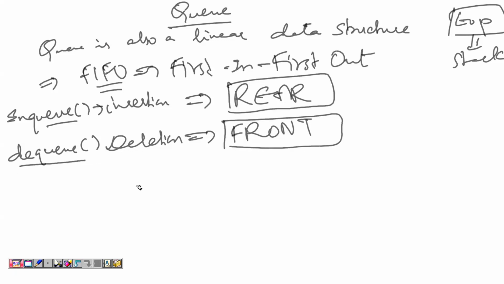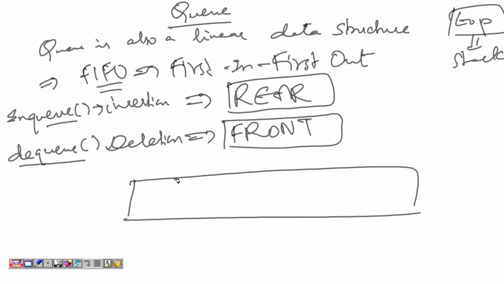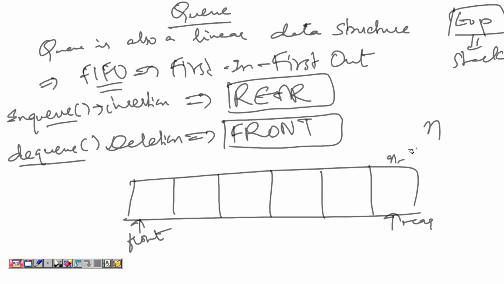Let me suppose that this is my queue, and here the front will be pointing here, and the rear will be pointing here. If n minus 1 elements have been inserted, the size of this array is n, the last index is n minus 1, and rear is pointing to it, it means the queue is full.